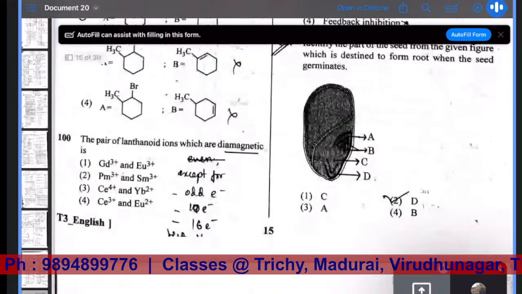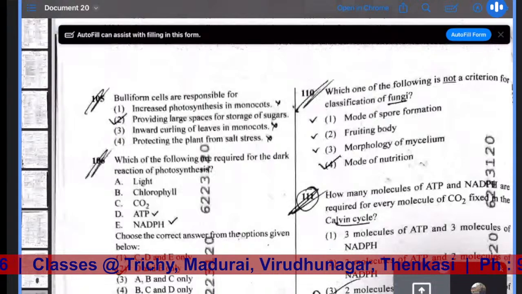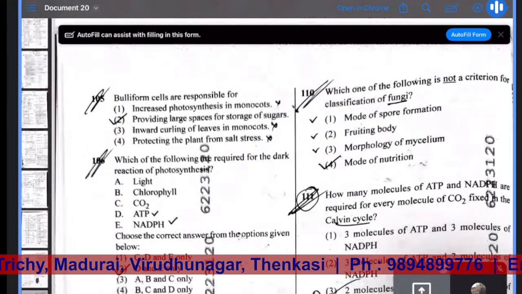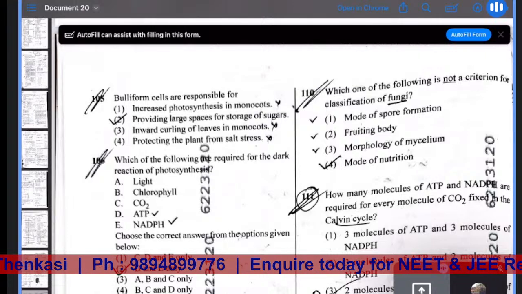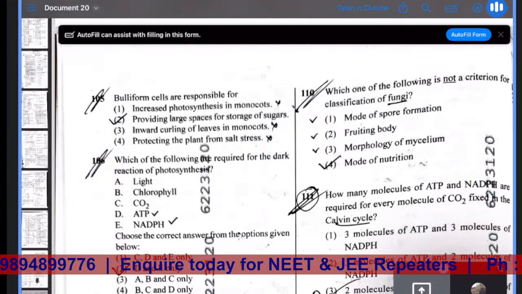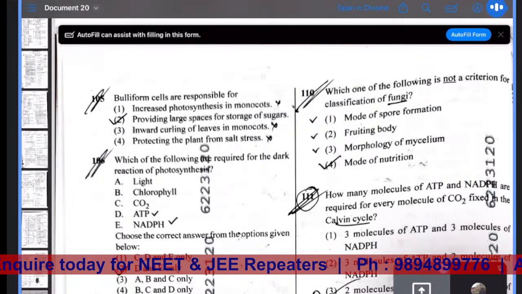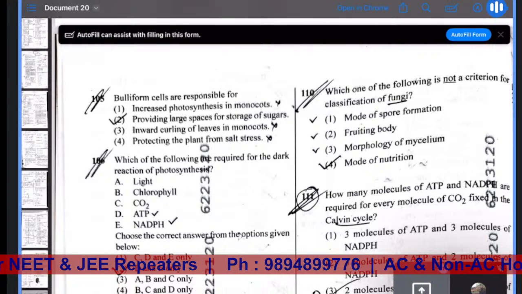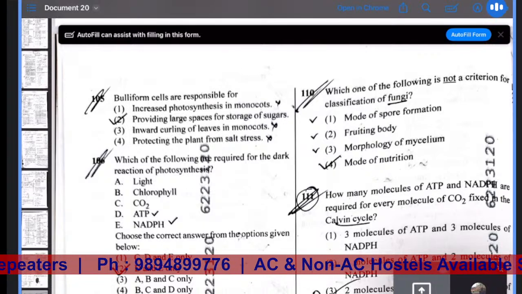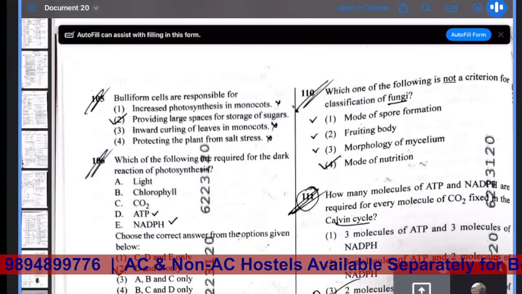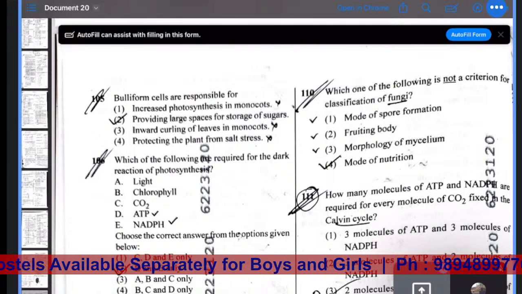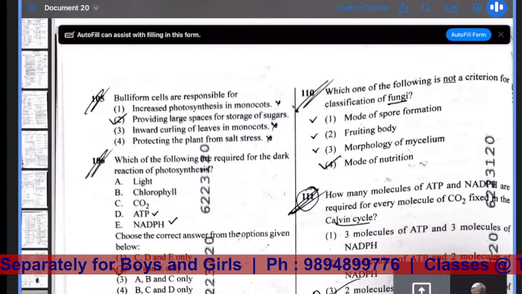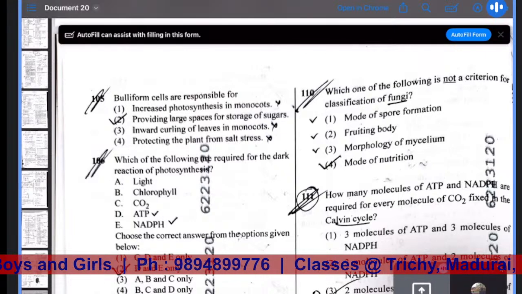Okay. Then question number 105. Bulliform cells are responsible for. So bulliform cells, you can see in some monocot leaves, the parenchyma cells are modified into bulliform cells, and this is going to help in the curling of leaves in monocots. That is, whenever the cells are in flaccid condition, this process will occur with the help of your bulliform cells. So for question 105, you can go for option 3, inward curling of leaves in monocots.